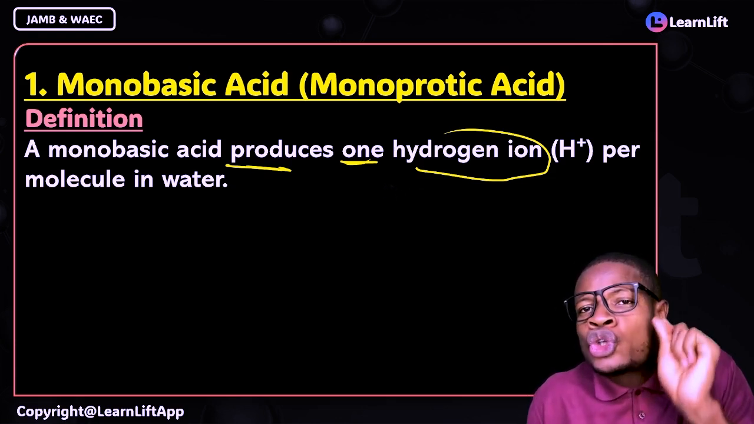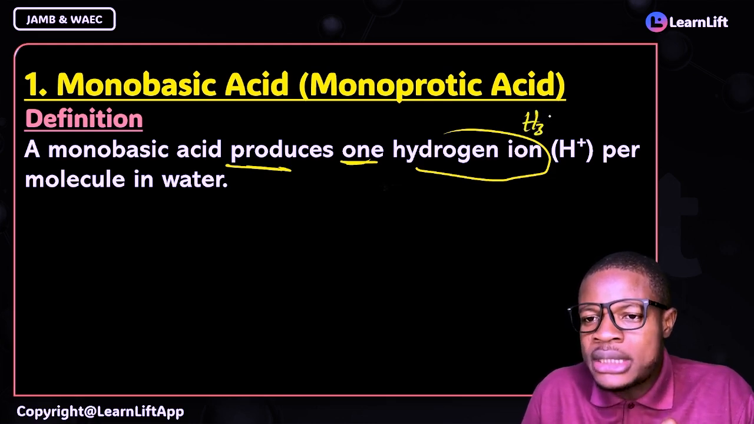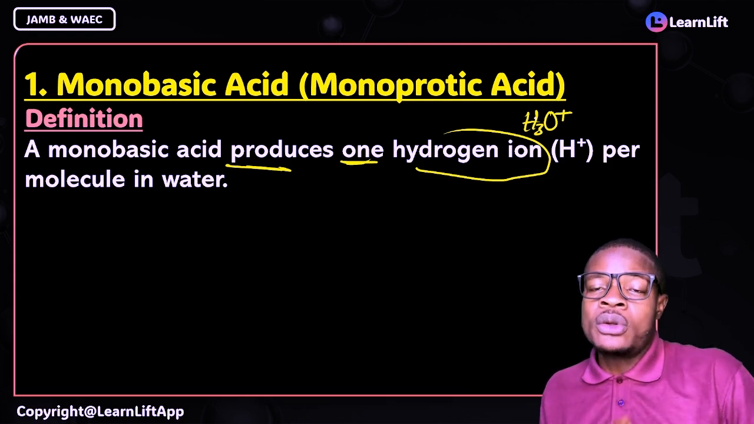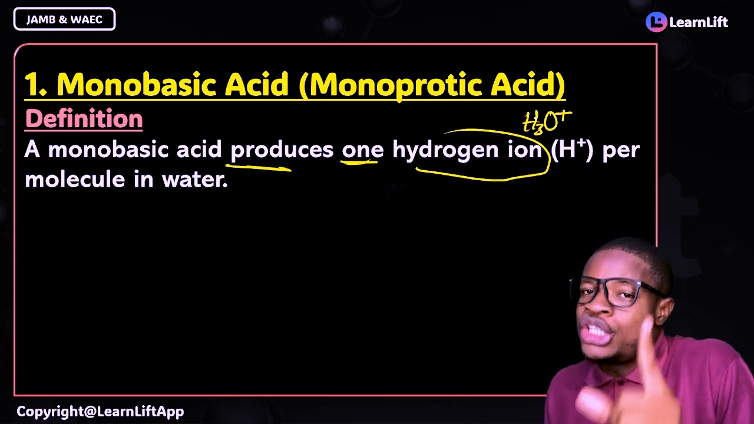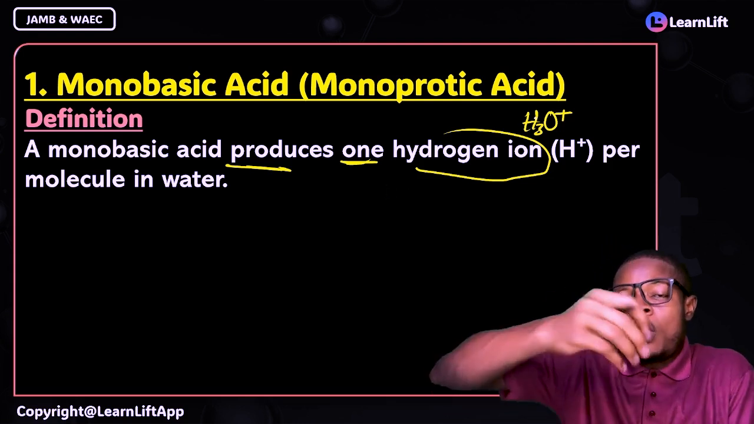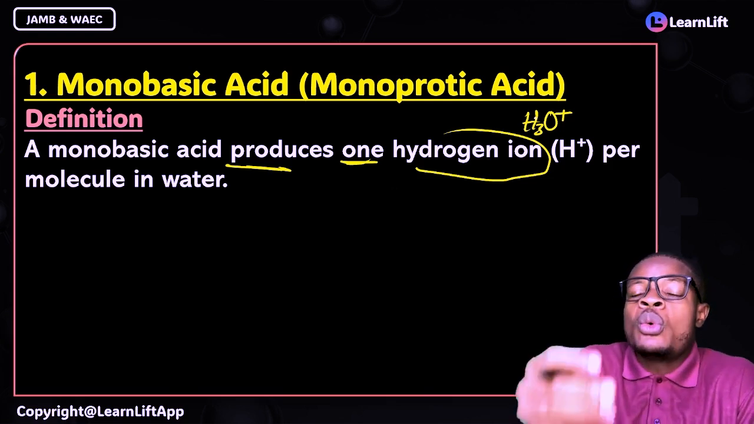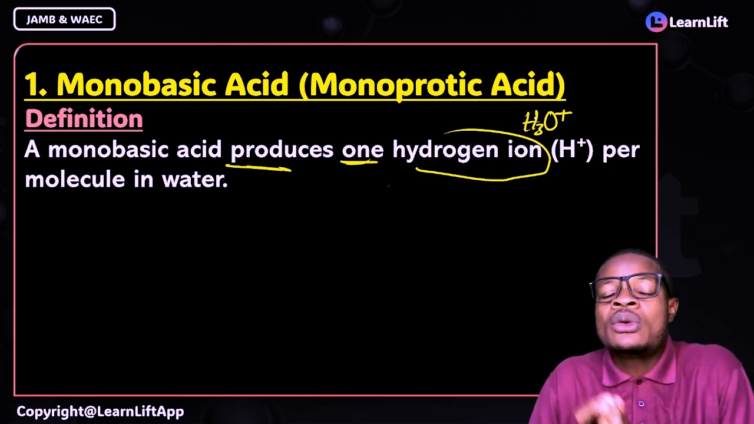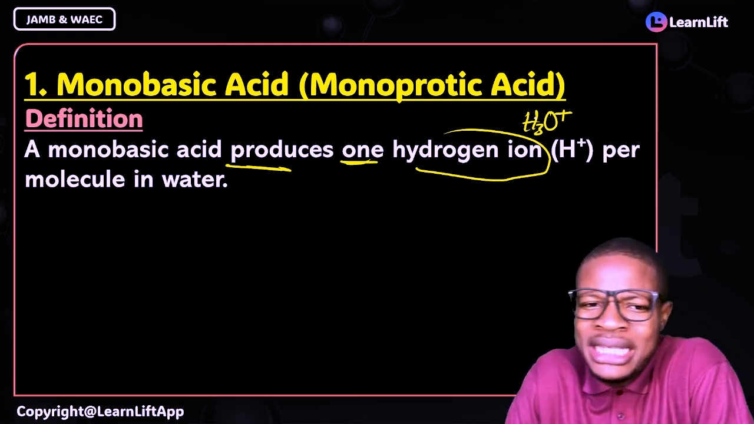1 hydronium ion. Hydronium is H3O+. When it dissociates, it gives one hydrogen ion, or when it dissolves in water, it will give you one hydronium ion, right? That is called your monobasic acid. Again, what is monobasic acid?